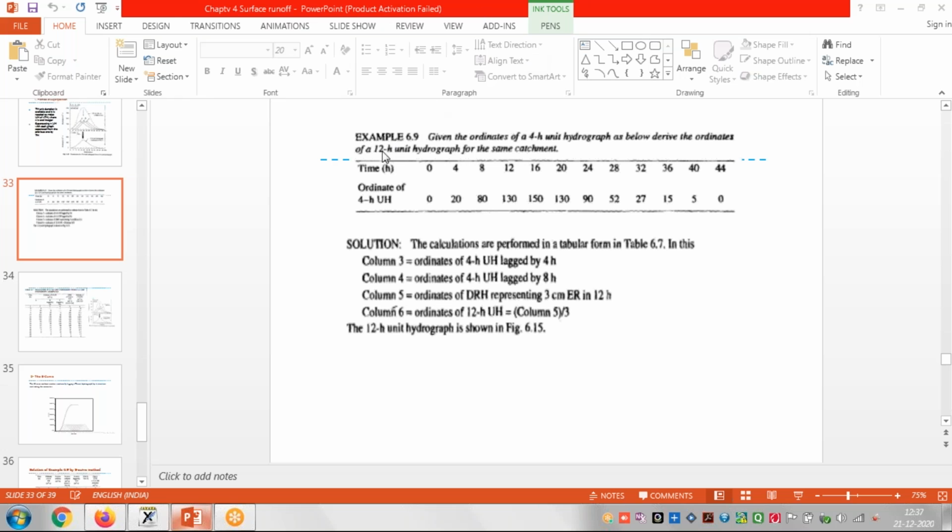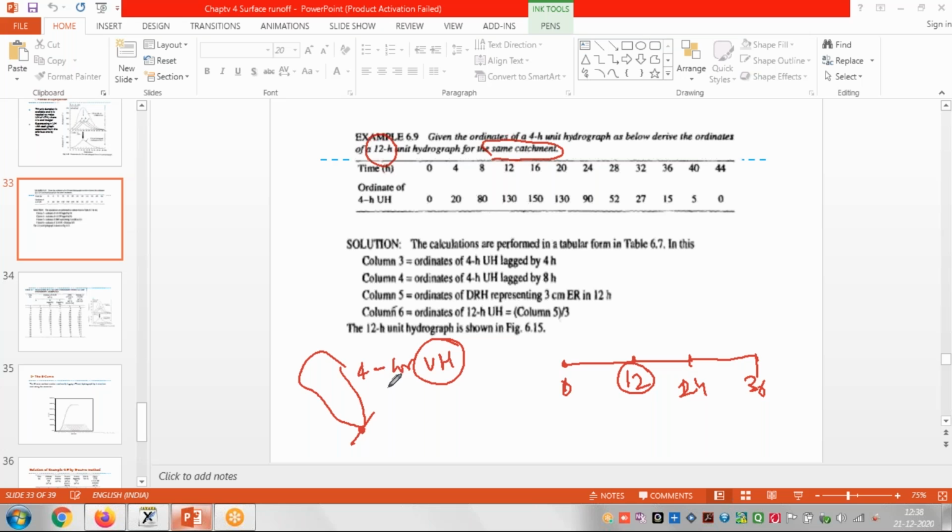So they have already given this data, right? After 0, 4 hour, 8 hour, 12, 16, these are the ordinates: 0, 20, 80, 130, 150, 130, 90, likewise. Now what they are asking: the unit hydrograph is as below, derive the ordinates of the 12-hour unit hydrograph for the same catchment. Means, what would be the values after 12 hour, then 24 hour, then 36 hour, at the outlet of the catchment. We have only the 4 hour unit hydrograph ordinates, but they are asking for the 12-hour unit hydrograph.